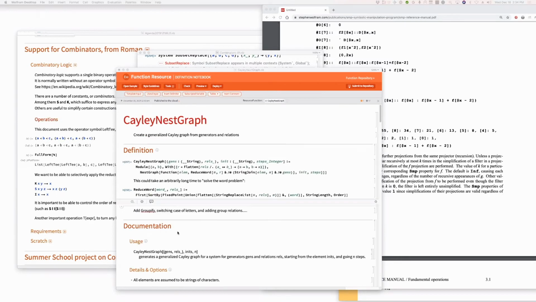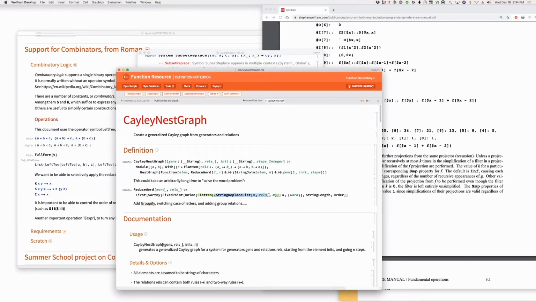Okay, so I have a function here, reduce word. That's doing a string replace list. It's attempting to do a fixed point to reduce a word, but this is the word problem for semigroups, or in one special case, the word problem for groups, which we know is undecidable. So this is a quintessential example of something that might not terminate, and it depends on the order in which you do these replacements. This is trying to generate all possible replacements, I think.